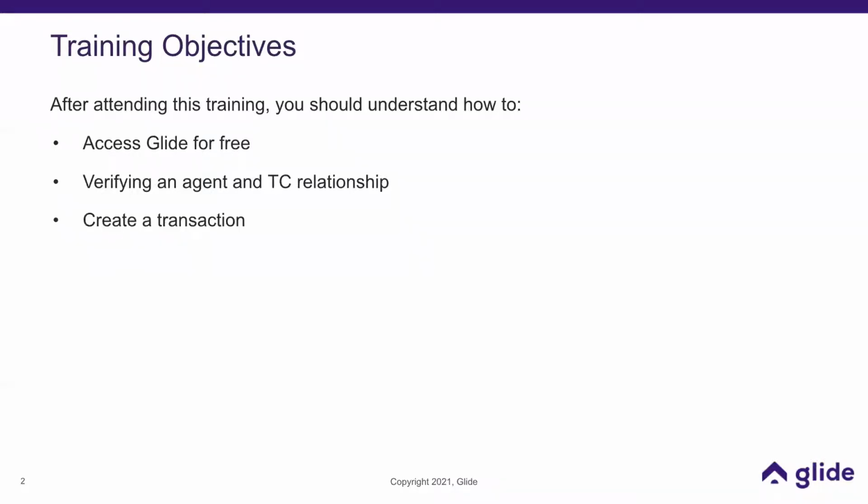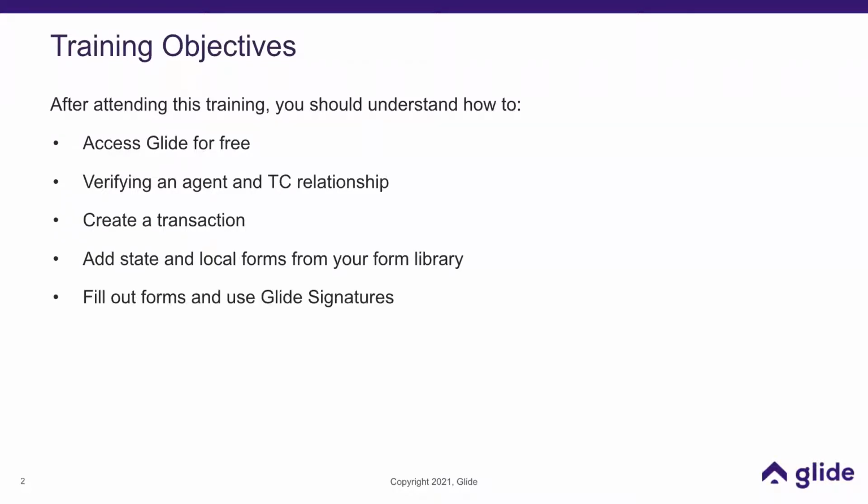We're also going to cover how you can create a new transaction, how you can add those state and local forms from your form library. And then we're going to show you how you can fill out those forms, how you can merge them together, how you can split them. And then we're going to show you the feature of Glide Signatures, which is our new e-signature tool. Lastly, I'm going to go through some transaction templates and also how to create your clause manager. During the training today, I am going to run through the entire training to make sure we can cover all the material. And then afterwards, if you do have any questions, please put them in the Q&A. We should have at least 10 to 15 minutes to go through those Q&A questions at the end.